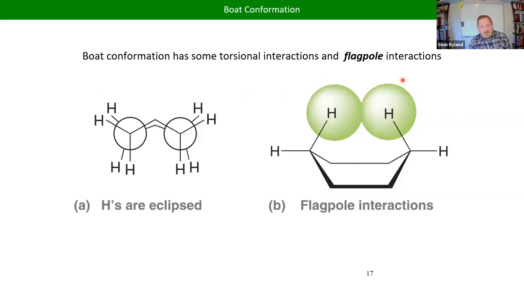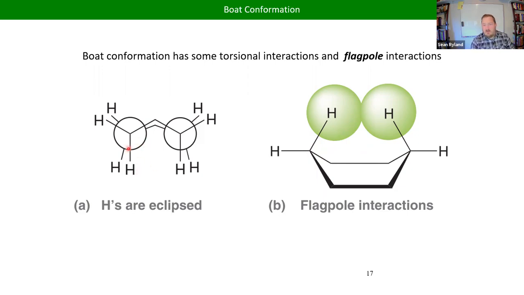And it also has what are called flagpole interactions. If you think of this as being the front and the back of the boat, think of the hydrogens that are sticking up above the boat as being flagpoles. They're going to be pointed slightly towards each other if these carbons are tetrahedral. So it actually is not super stable to be in that boat configuration.